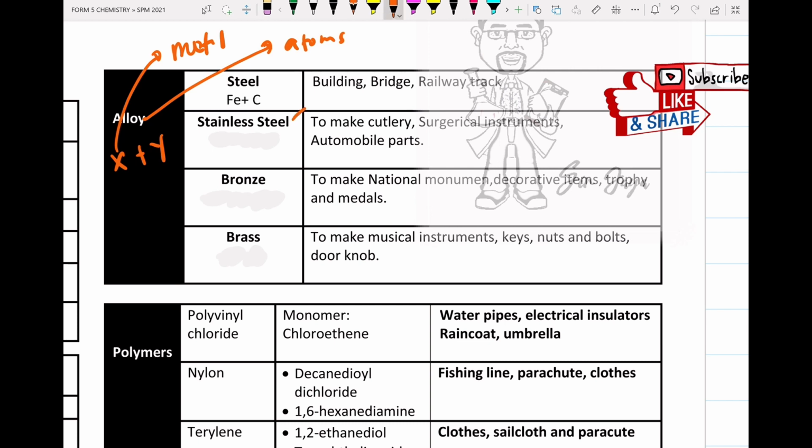If in the exam they ask us what is the composition of stainless steel, we take this iron plus carbon, and add chromium. Okay, chromium stands for Cr. So that is stainless steel. Okay, so the function of steel is to make building, bridge, railway track. And stainless steel is used to make cutleries, surgical instrument, automobile parts.